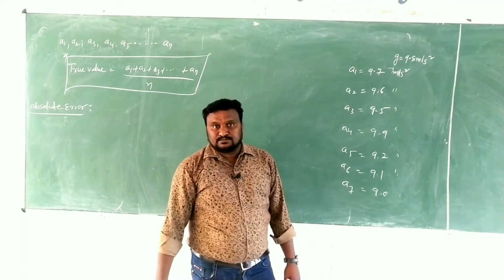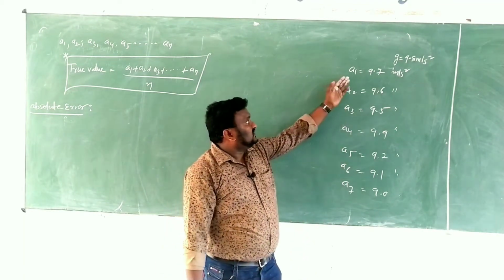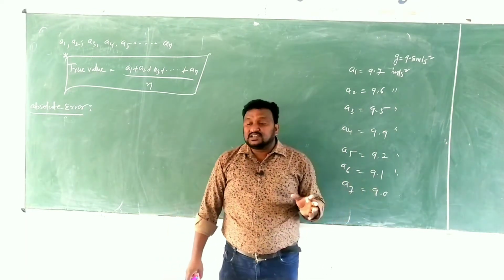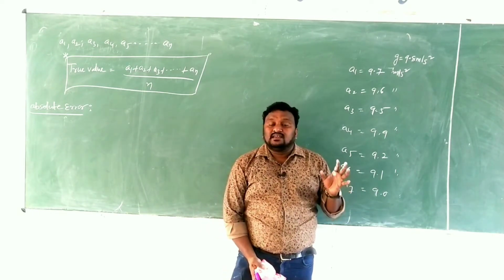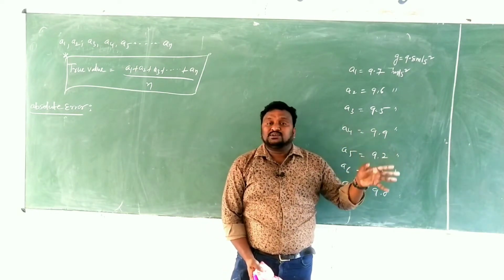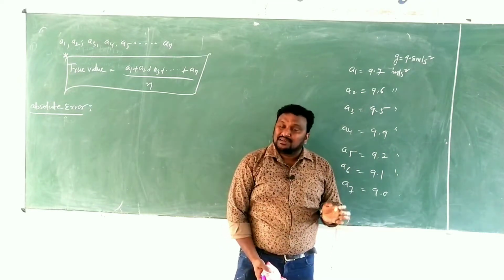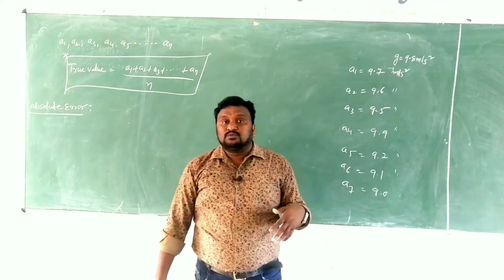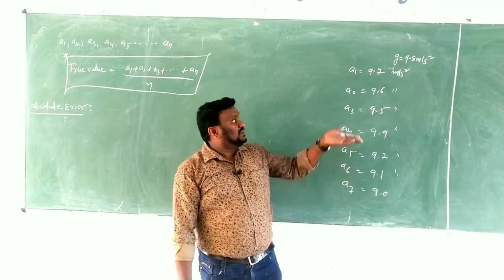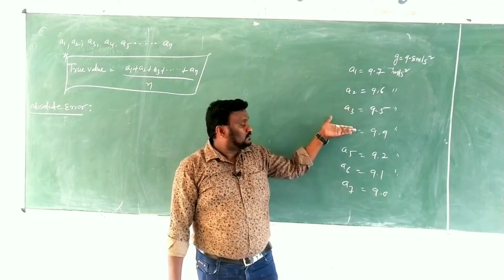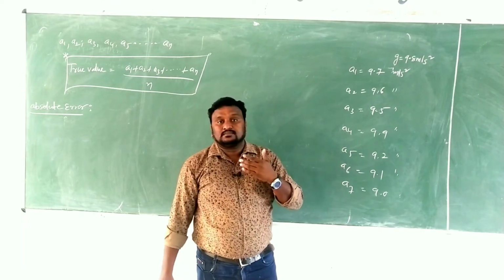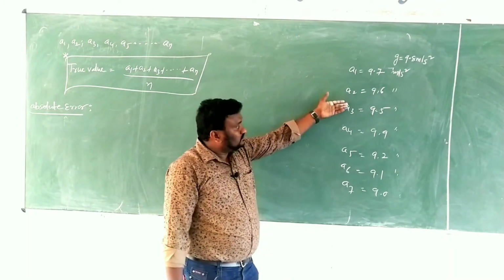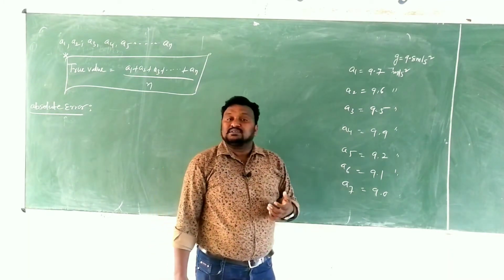So those are the measured values. Clear? So A1, A2, A3, A4, A5, A6, A7 and so on like that. What is the experiment there, children? The experiment is finding the acceleration due to gravity using the simple pendulum experiment. That is the activity we are doing. After the completion of that experiment, the observation values should be like this. These are the measured values.